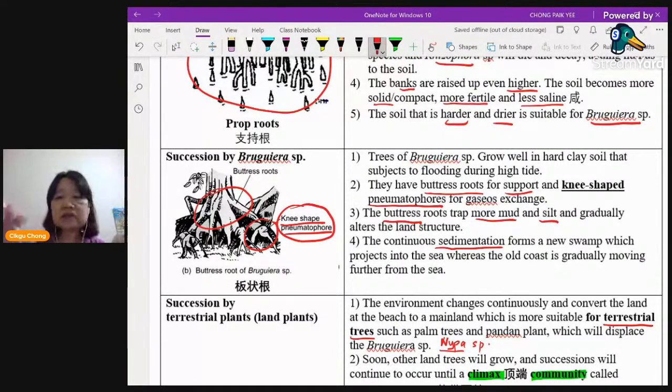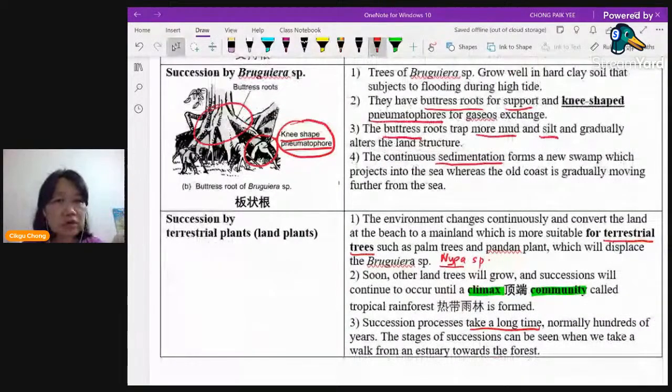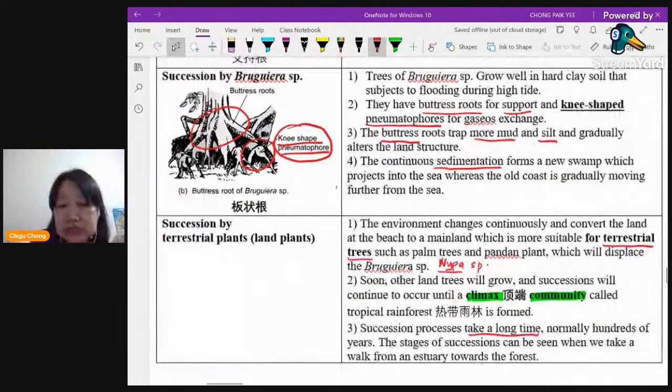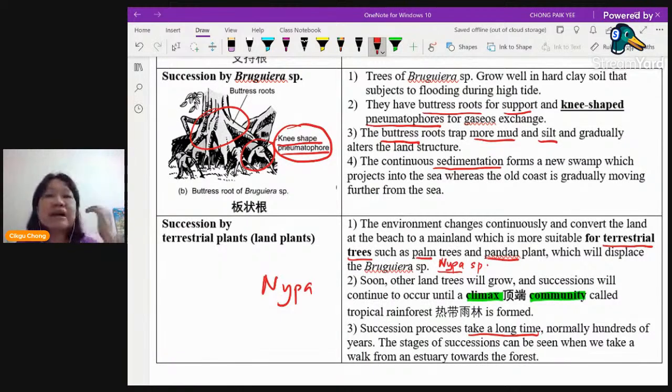Okay, so now this condition changes. It's now more suited for another group, not Bruguiera. It's more suited for plants like palm trees. I'll show you the word nipa, pokok nipa. In BM, it's called pokok nipa, but actually the genus name is Nypa, nipa. I'll show you the picture first. Pandan, you know pandan? Pandan is a plant that we always use in our cooking to smell, to make the tong sui, all the nyonya kueh. The pandan plant is called Pandanus. These are better suited to stay here after the Bruguiera.